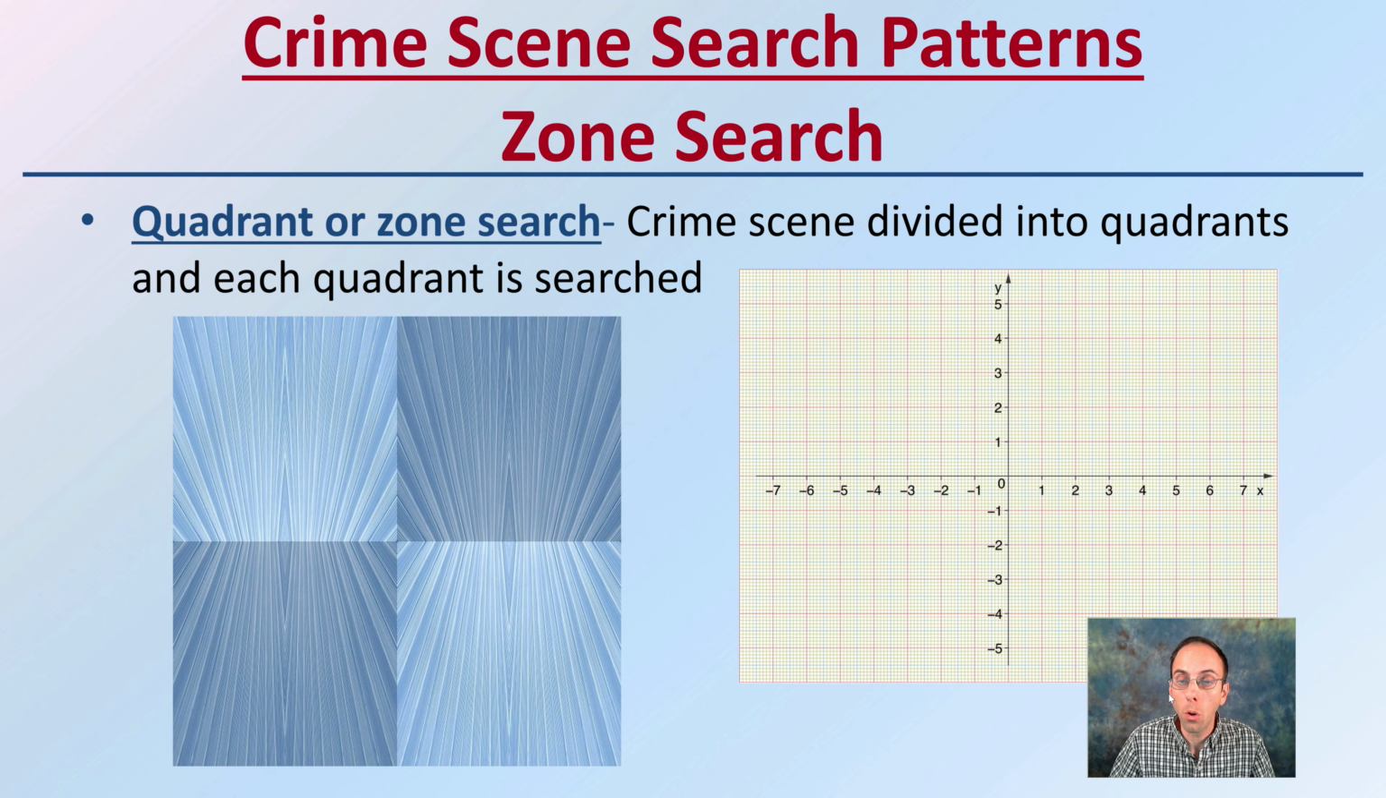Then we get into what we call a zone search, which is a quadrant or zone search. It has similar properties to the grid method, but in this case the scene is divided into quadrants, and each quadrant is searched, so it's a little broader based. Again, it's important to document where north is, to know where the zones are located in a room. What evidence might be found in those areas, or how the room is set up, can influence whether this one is selected.